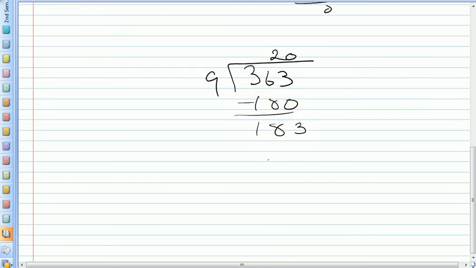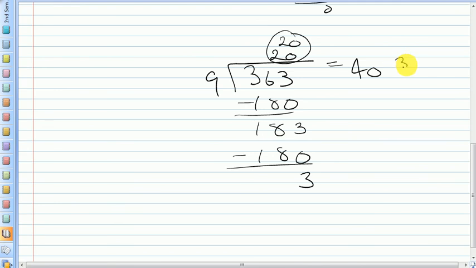Another student guesses 20 again. 20 times 9, we get 180. And we're left with 3. So our final answer, we add up the two 20s, we'll get 40. And 3 over 9, or 40 and 1/3.